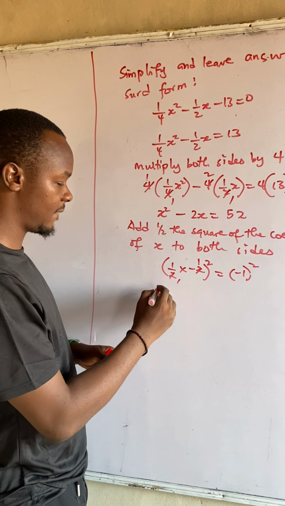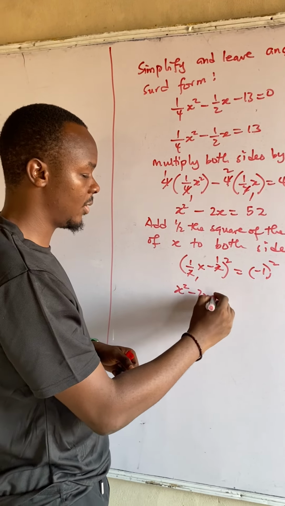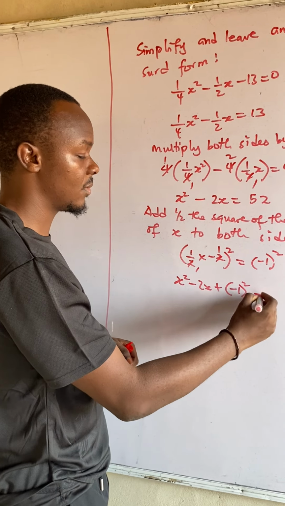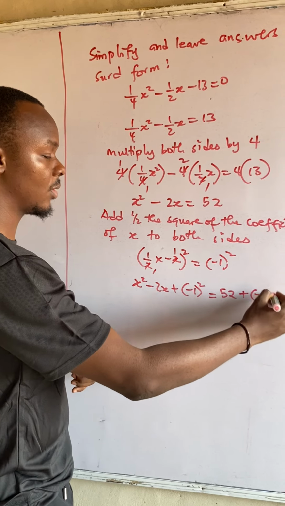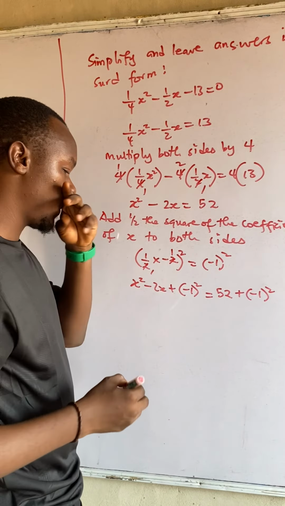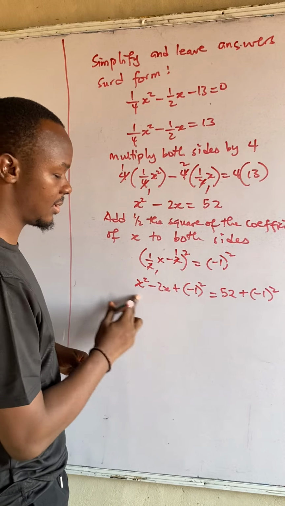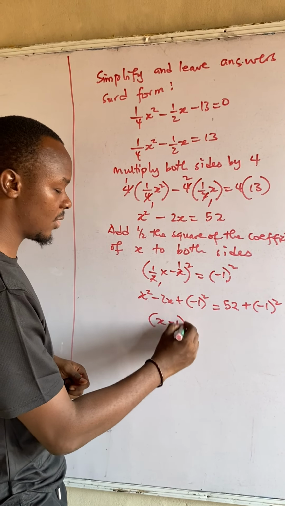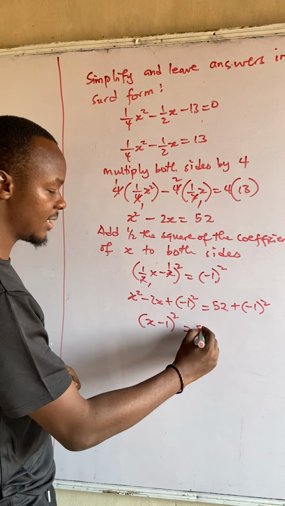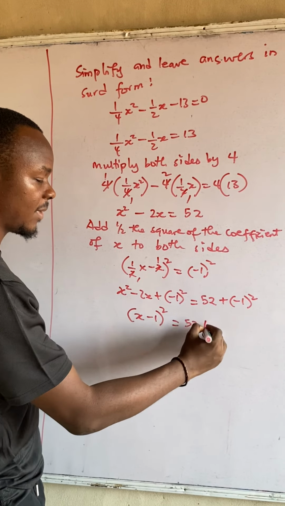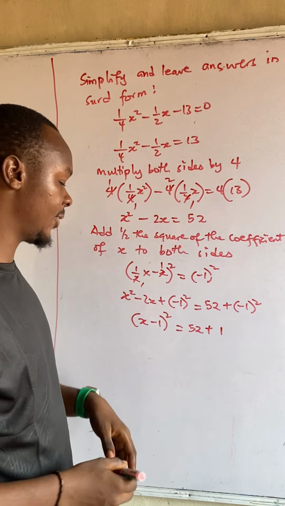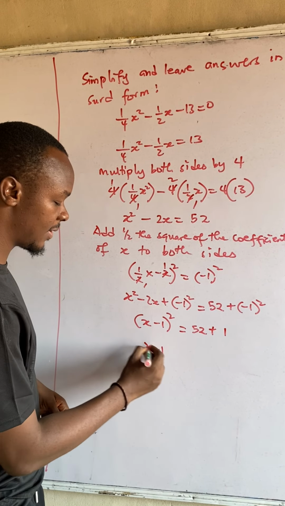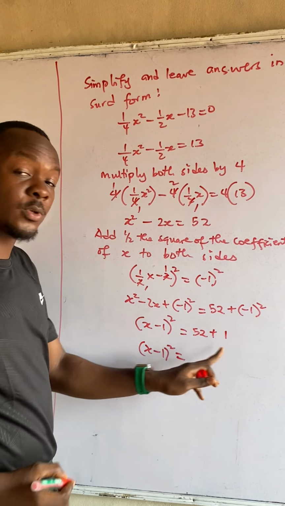And so we have x squared minus 2x plus minus 1 squared equals 52 plus minus 1 squared. Then we're going to compress this and it will give us x minus 1 all squared. And this will give us 52. Minus 1 squared is 1. Minus 1 times minus 1 is plus 1. So we have x minus 1 squared equals 52 plus 1, which is 53.